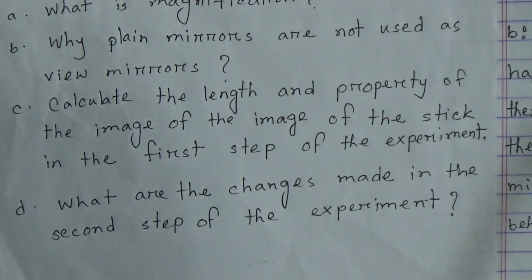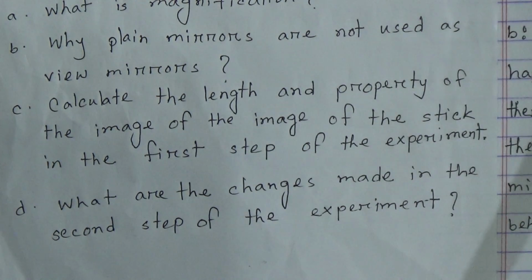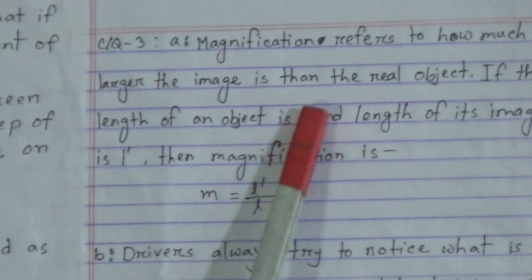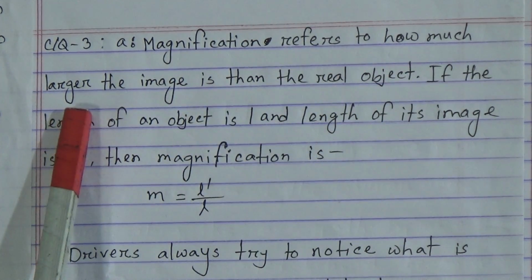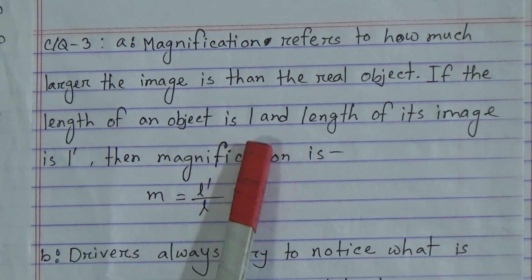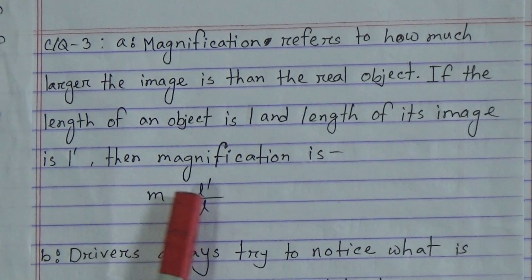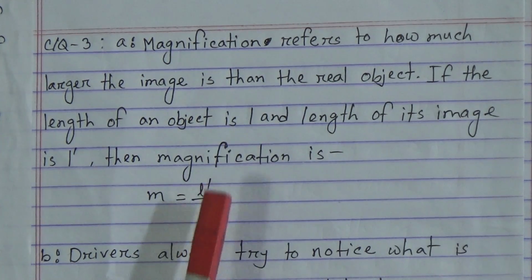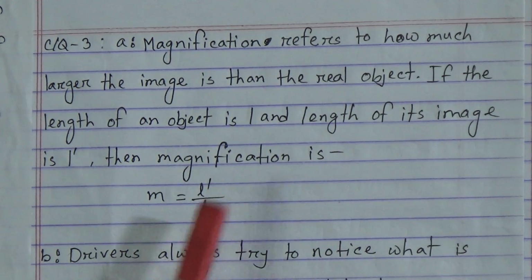My dear students, now we'll discuss what is magnification. Number A, what is magnification? Magnification refers to how much larger the image is than the real object. If the length of an object is L and the length of its image is L dash, then magnification M equals L dash divided by L. My dear students, this is the formula.